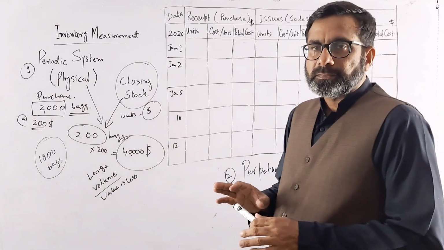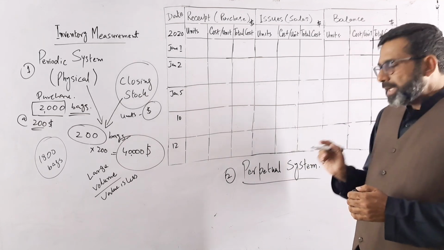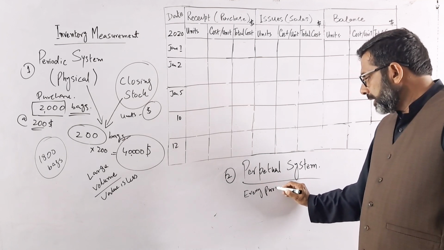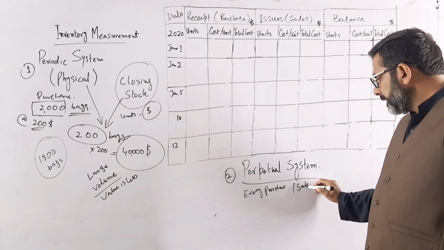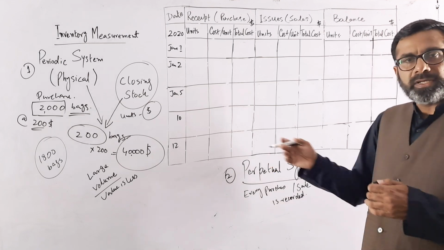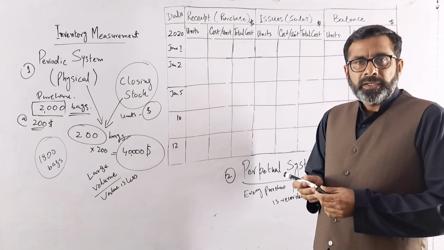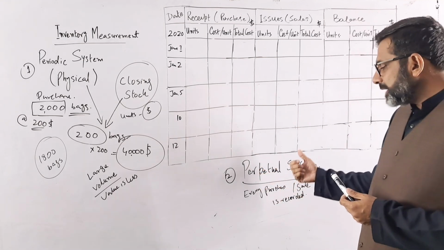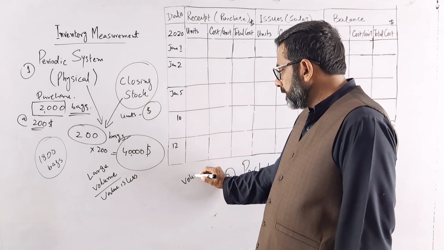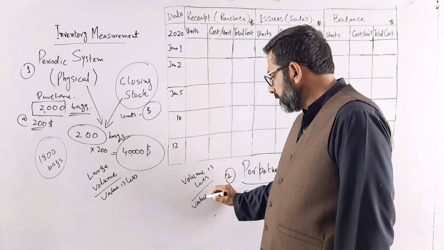So that's why we have another method, called the perpetual inventory system. Perpetual inventory system means every purchase and every sale is recorded. Whenever there is a purchase, it should be recorded. Even if 1 unit is purchased, they have to record it. Even if 1 unit is sold, it should be recorded. So that's why the perpetual inventory system is used, but it is used when the volume is less and the value is high.